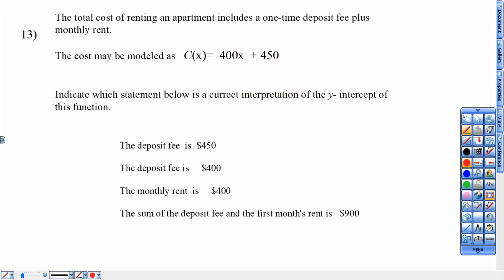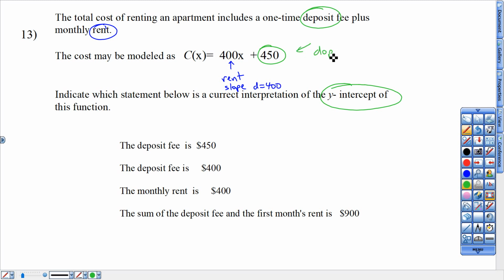All right, here we go. 13. Again, looking for the y-intercept. The y-intercept is this number right here. And again, what does that mean for this problem with rent and deposit? Again, know that that number in front of x, that represents the monthly rent. That's the slope number. That's the D number. D equals 400. If I want the deposit, this number by itself, not attached to the x, that is the deposit. That's what I'm looking for. So I'm looking for the one that talks about a deposit fee of $450. That would be that one for this situation.